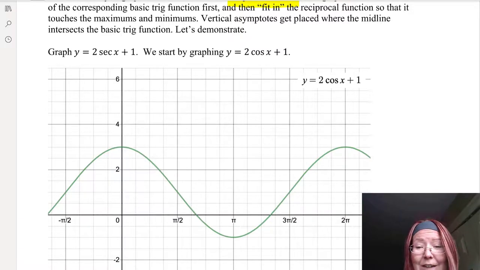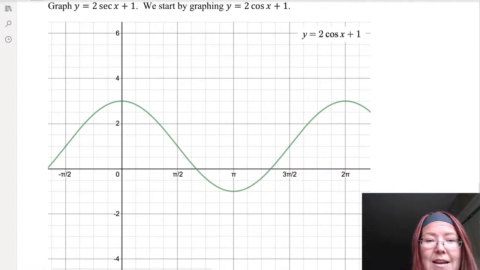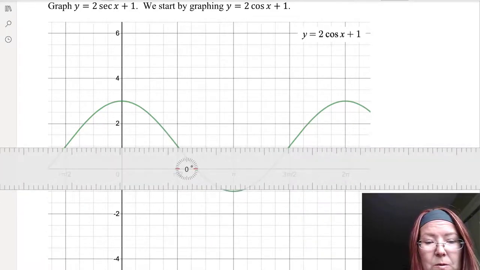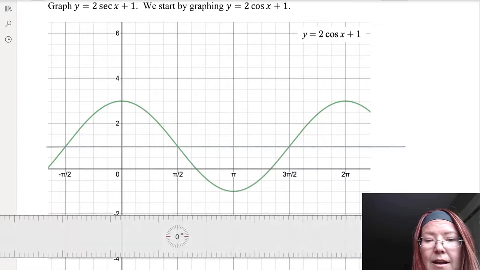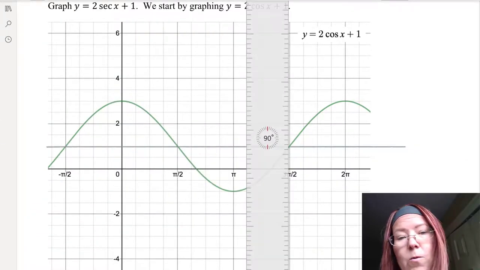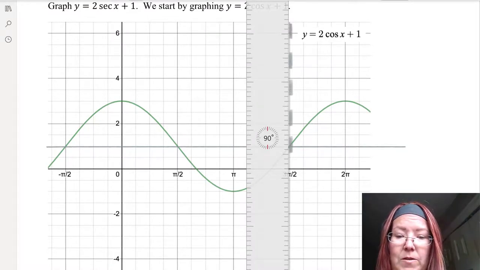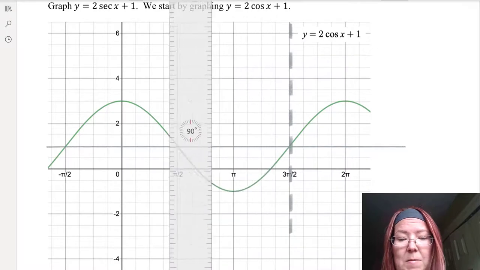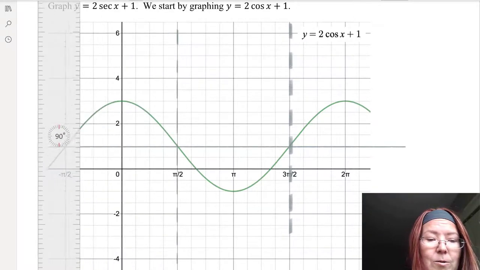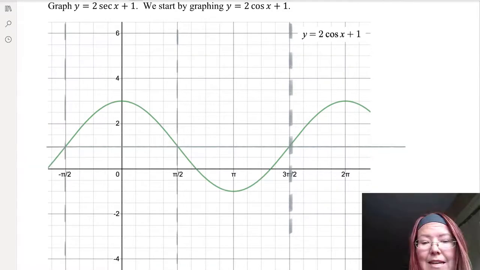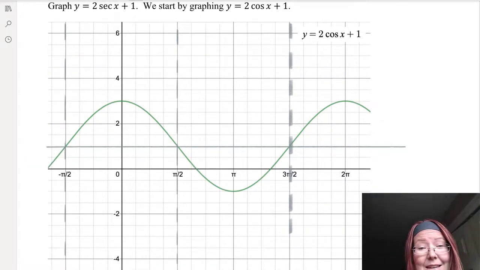So what I have shown here is the graph of 2 cosine x plus 1, which is the graph of cosine stretched vertically by 2 and then shifted up by 1. Now, this cosine has a midline at y equals 1, so I'm going to go ahead and pencil that in with a ruler at y equals 1. There's the midline. And where cosine crosses this midline should be where our vertical asymptotes show up for secant. So I'm going to sketch in my vertical asymptotes where cosine crosses the midline at 3 pi over 2, and where cosine crosses the midline at pi over 2, and where cosine crosses the midline at negative pi over 2. And now I have a structure to place my secant graph on.